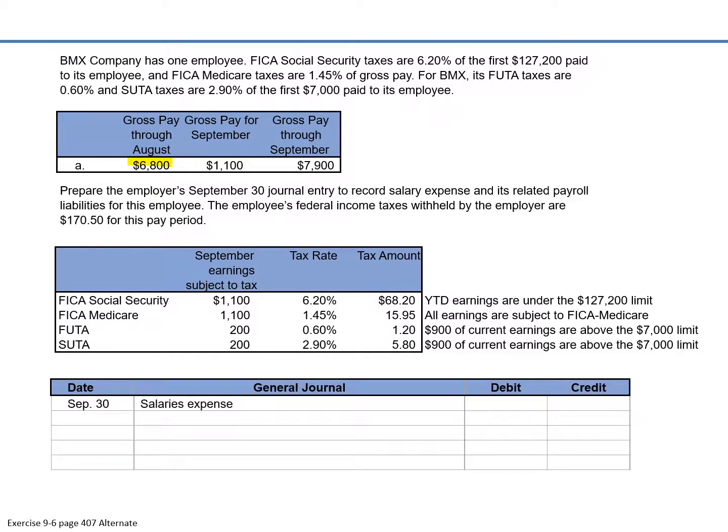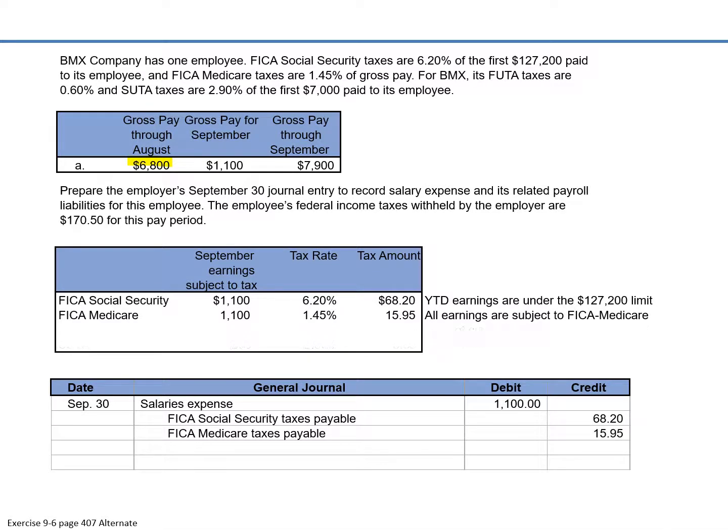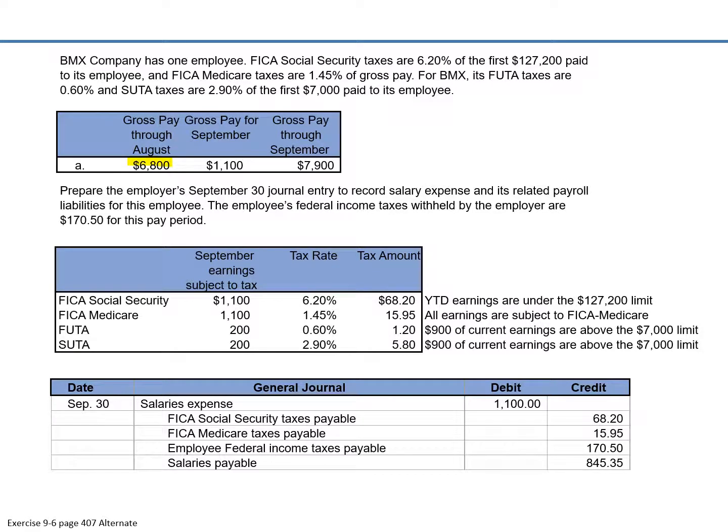Then our journal entry is going to be to salary expense for the gross pay for September, $1,100. Then we credit all of the tax payable accounts. So FICA Social Security tax payable, credit for $68.20. FICA Medicare tax payable, credit for $15.95. Employee federal income tax payable, credit for $170.50. And salaries payable for $845.30.